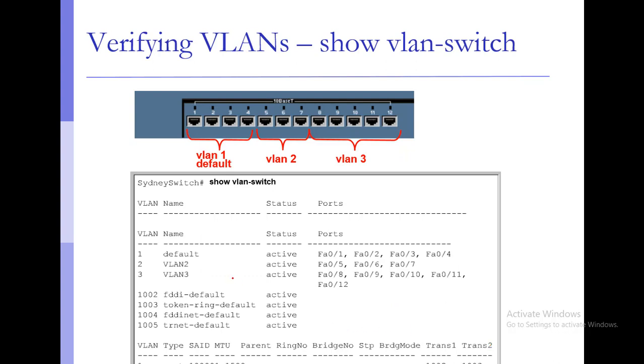After the configuration, if you use this command, show VLAN switch, it will display all the VLANs, their names, their status, and the ports to which they are configured. It will also show the different topologies they are connected with, and their status, whether they are active or not.